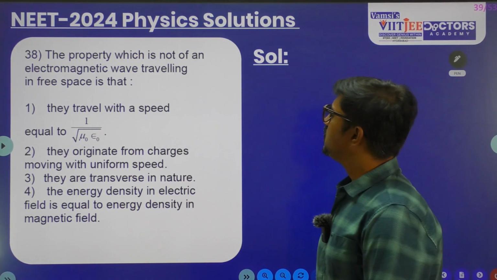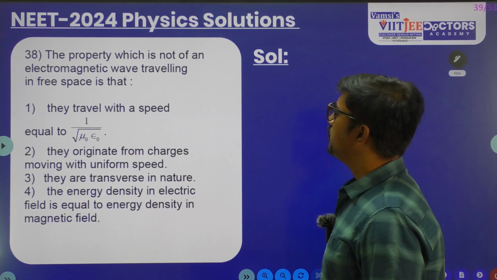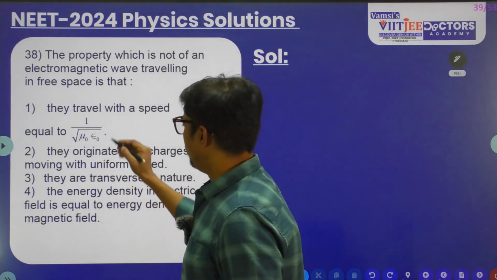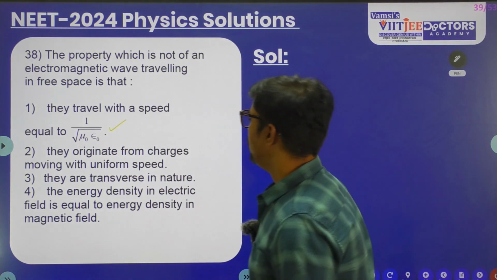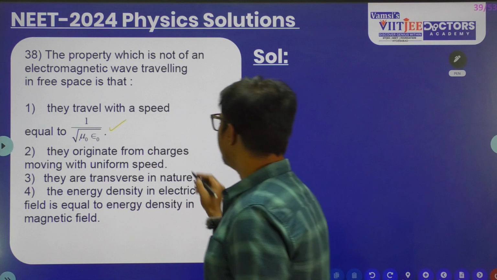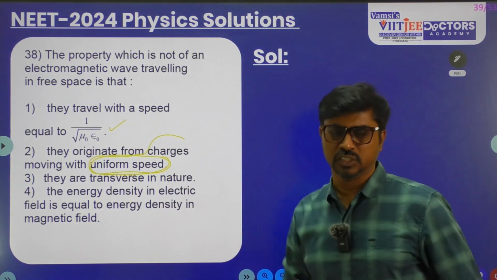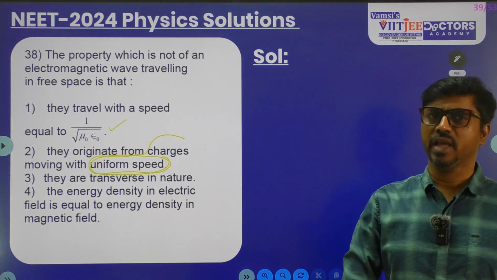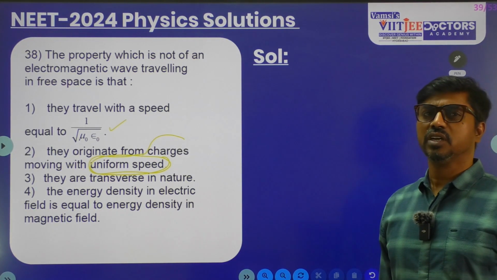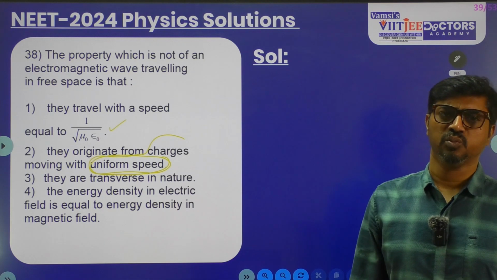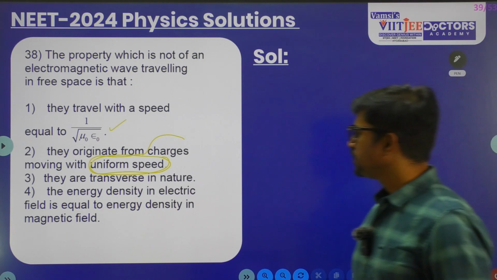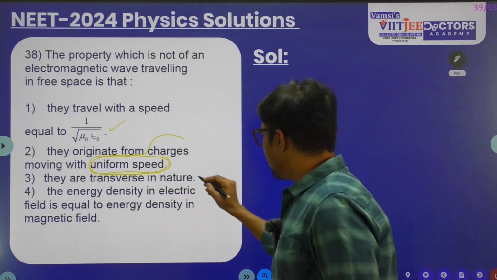Next. Which property is not of an electromagnetic wave traveling in free space? Speed of light, you know that. They originate from charges moving with uniform speed. That is somewhat little confusing. Uniform speed meaning whether they have acceleration or not, we have to check, because only accelerating charged particles can produce electromagnetic waves. They are transverse in nature, correct.